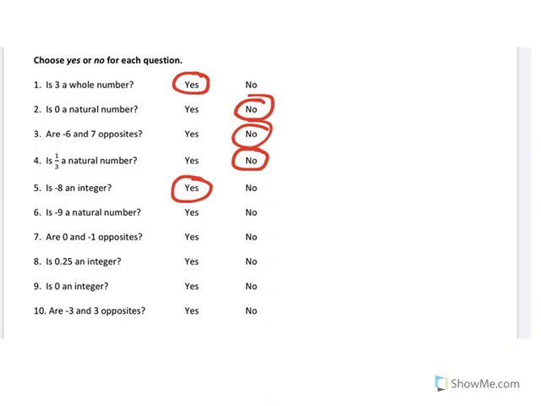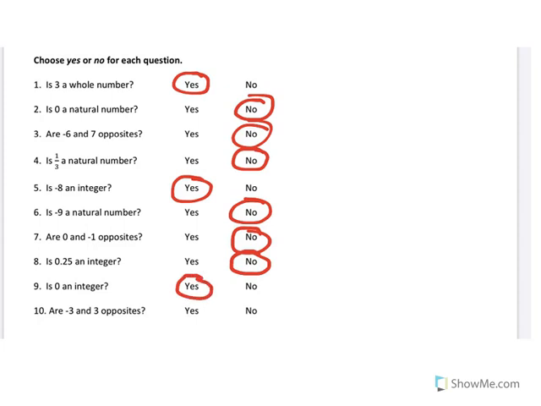Is negative 9 a natural number? Nope. Natural numbers don't have negatives. Are 0 and negative 1 opposites? No. They have to be the same number just with different signs. 0 doesn't have a sign, and 0 and 1 are not the same number. Is 0.25 an integer? No. No decimals either.